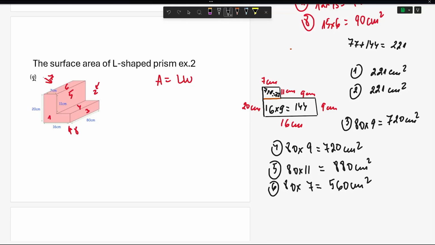I need to find now side 7, that one on the back. So my side 7 is gonna be 20 and 16. So 20 multiplied by 16 is 320. And then I need to find my side 8, which is the one on the bottom. I have 16 and 80. So 16 multiplied by 80 is 1280.